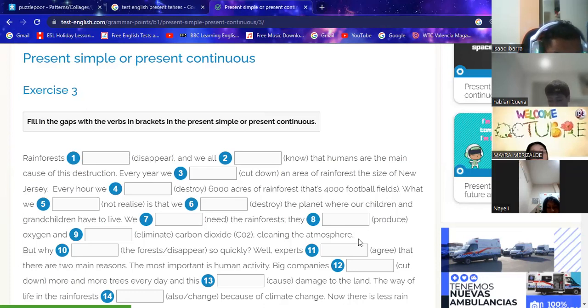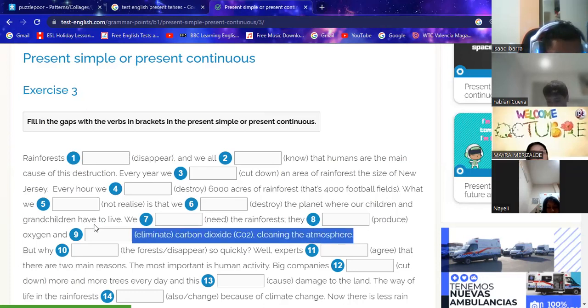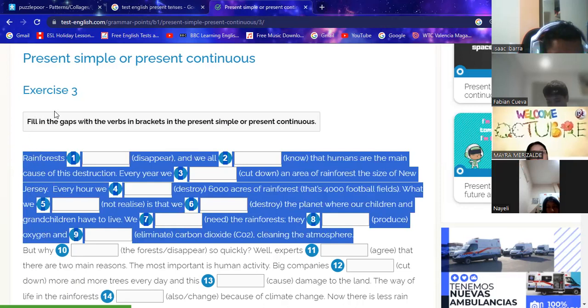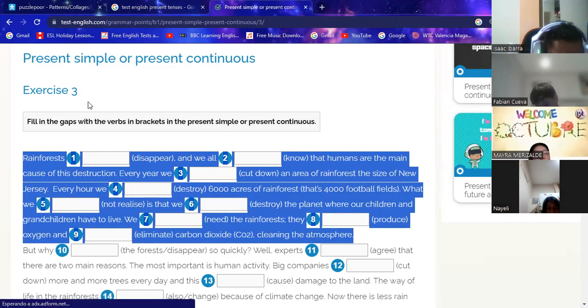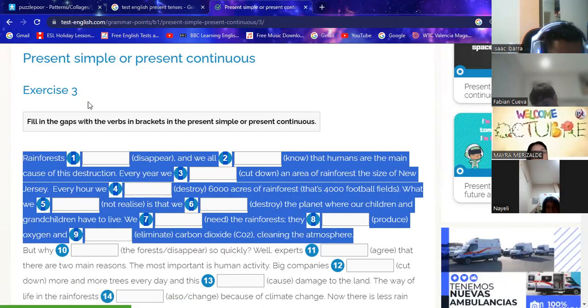Okay, so first vocabulary in the first one. Rainforests disappear, and we all know that humans are the main cause of this destruction. Every year, we cut down an area of rainforest the size of New Jersey. Every hour, we destroy 6,000 acres of rainforest. That's 4,000 football fields. What we do not realize is that we destroy the planet where our children and grandchildren have to live. We need the rainforests. They produce oxygen and eliminate carbon dioxide, CO2, cleaning the atmosphere.